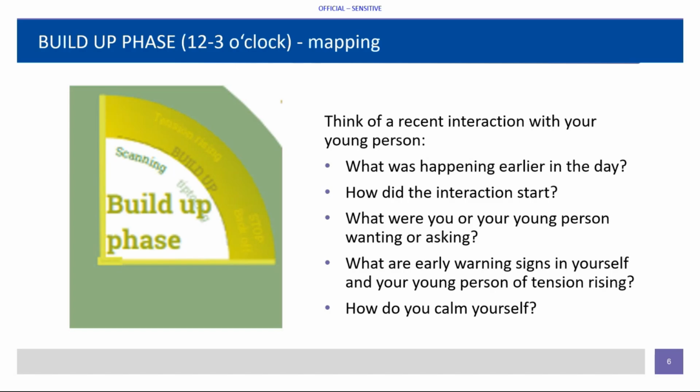When it comes to particular ways in which we map out what this phase might look like, some of the key things that we might be looking for or asking about might be what was happening earlier in the day for this young person. What might be really predictable that we know. Sometimes Monday mornings are the worst for anxiety and distress, for example. How did an interaction with the young person start? What were you or the young person wanting or asking? What did you notice in yourself? And what might be some of the really early warning signs in yourself or your young person of tension rising? And if you're noticing that, what might be some things that you might be able to do to calm yourself?